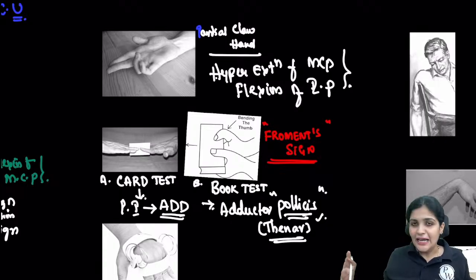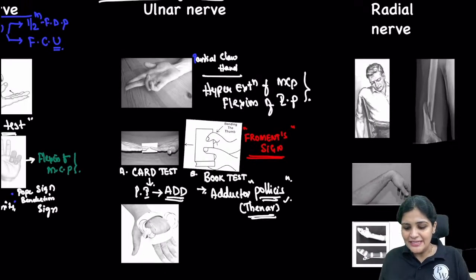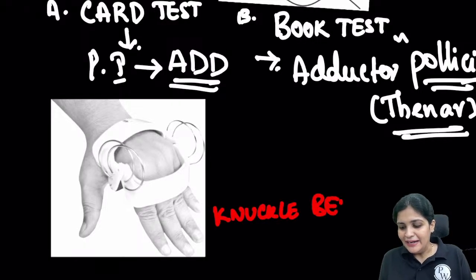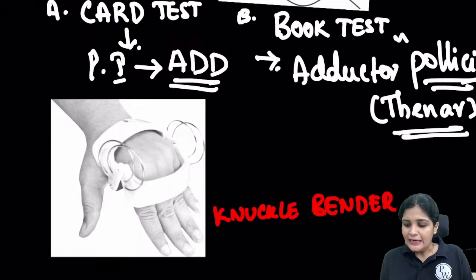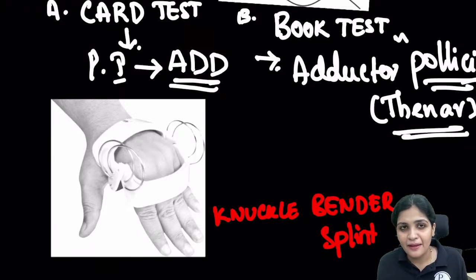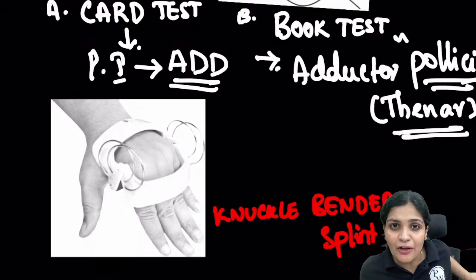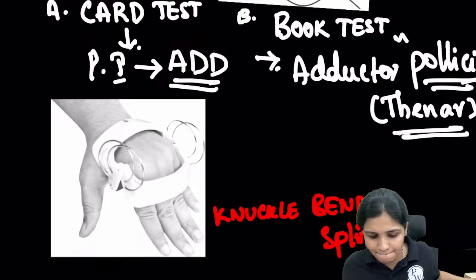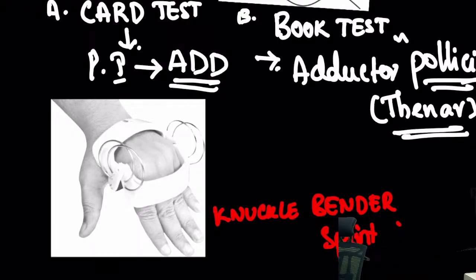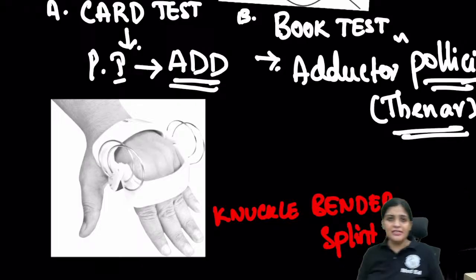So whenever there is ulnar nerve palsy, what is the splint we use? Knuckle bender splint. So now you see the knuckle bender splint. What is the action of the splint? It is causing flexion of the MCP and extension of your IP. So that is the action of your knuckle bender splint.